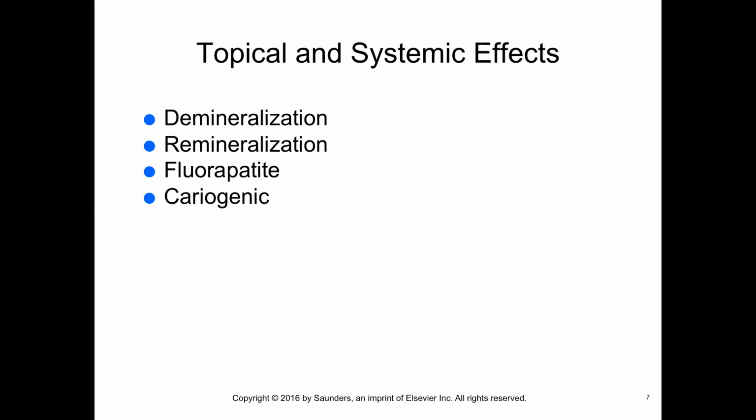The pH at which tooth mineral dissolves is 5.5. When the mineral is converted to fluoroapatite, the pH at which it dissolves is lowered to 4.5. Therefore, fluoride makes it more difficult for the acids produced by cariogenic or decay-causing bacteria and plaque to demineralize the tooth structure and cause dental caries.